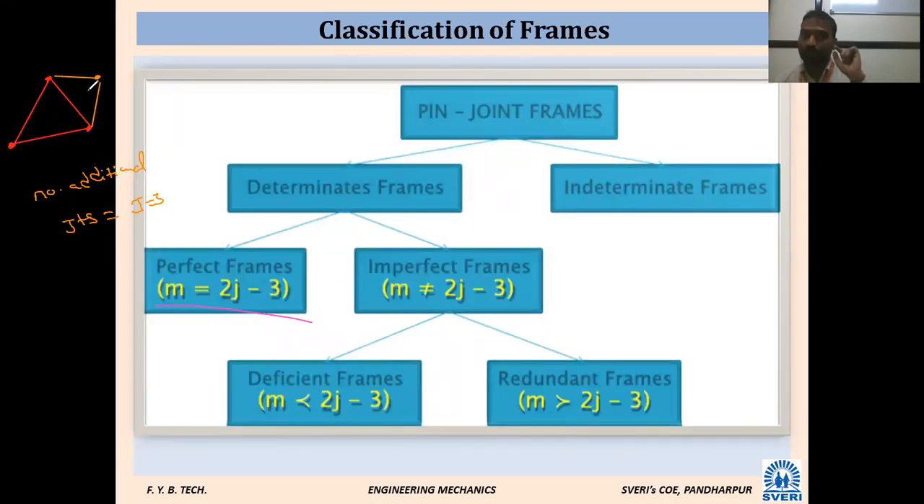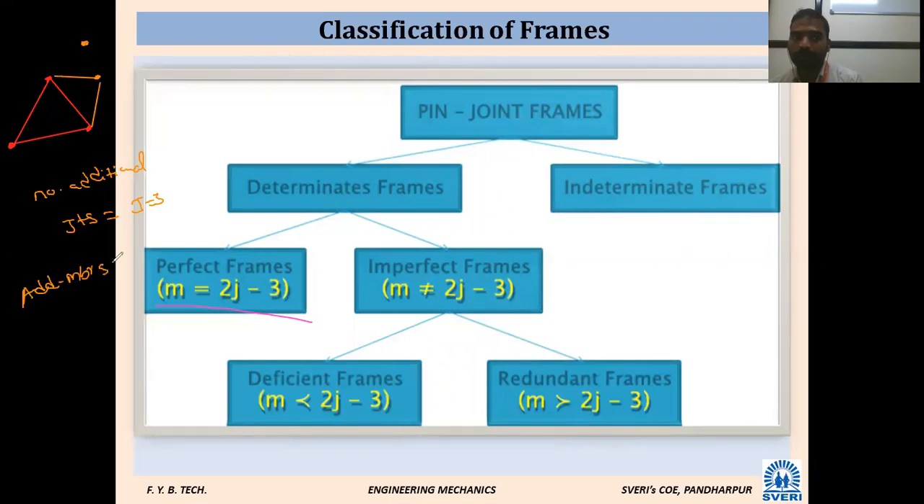Now I have increased one joint, so the total number of joints is 4. Initially it was 3. So how many additional joints came? One. Whenever I increase one more joint, the total number of joints is 5. Minus 3. So how many additional joints came? Additional 2 came. It means whenever you want to find the number of additional joints, that is j minus 3. So I got the additional joints. Next, I want to find out the number of additional members.